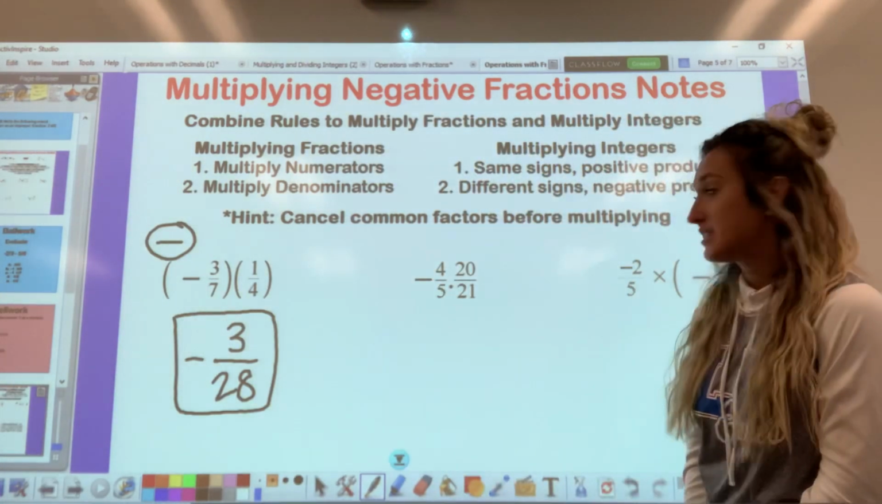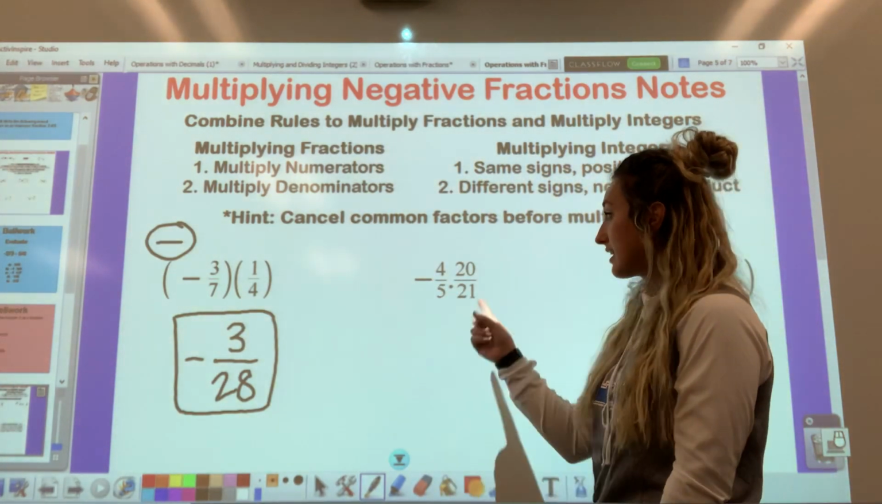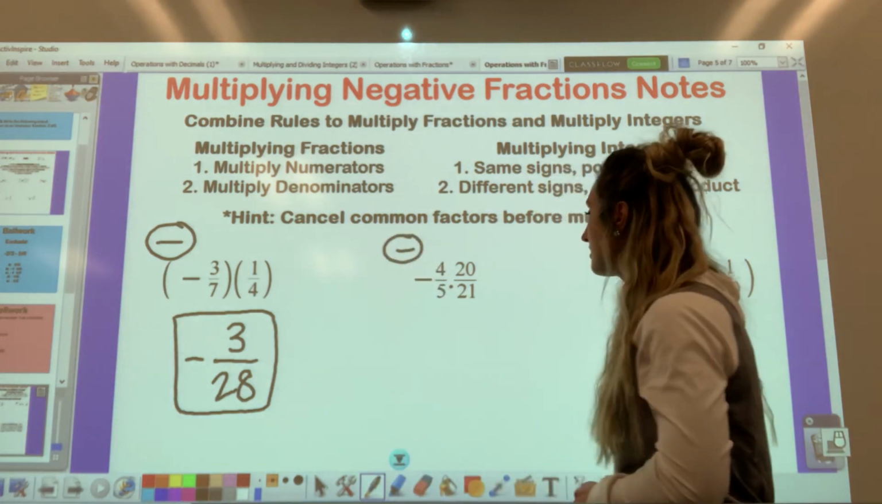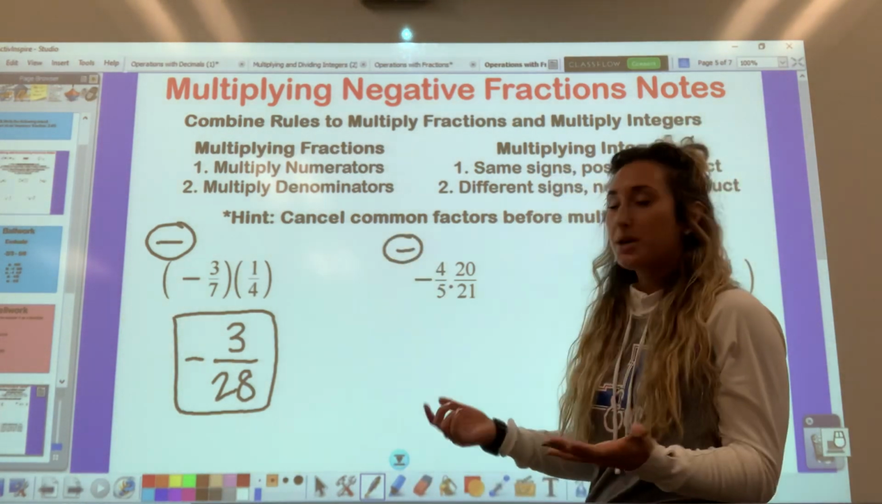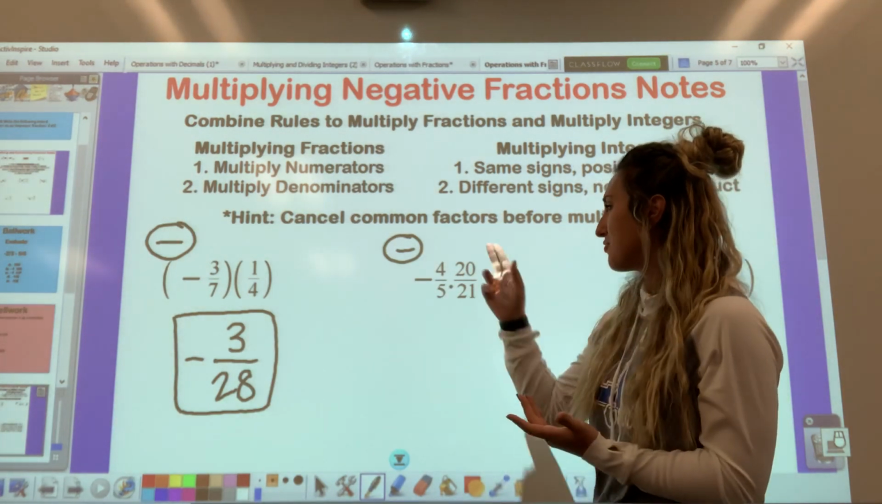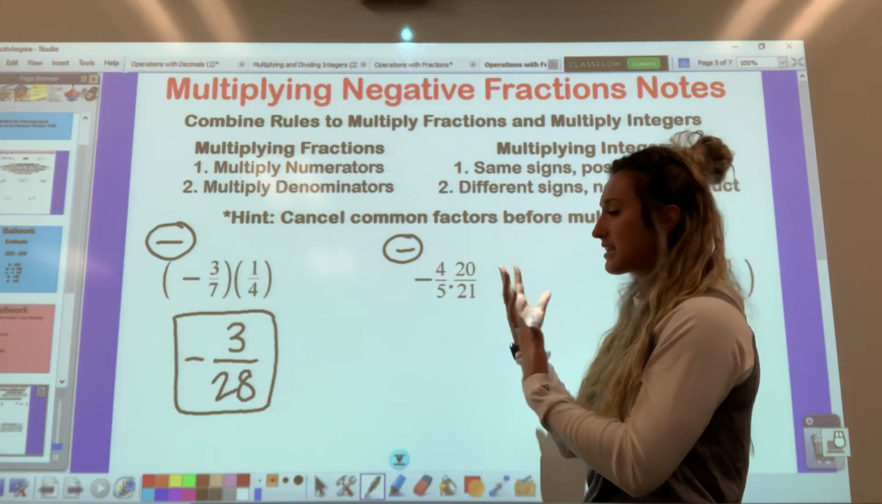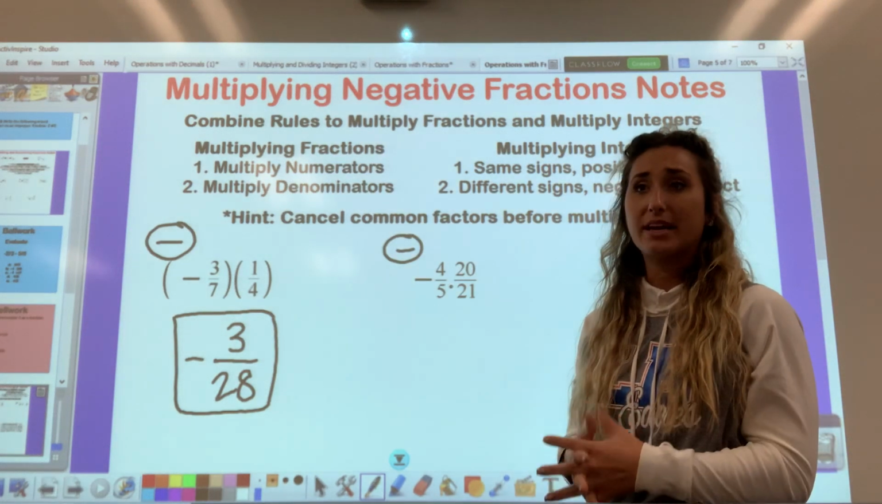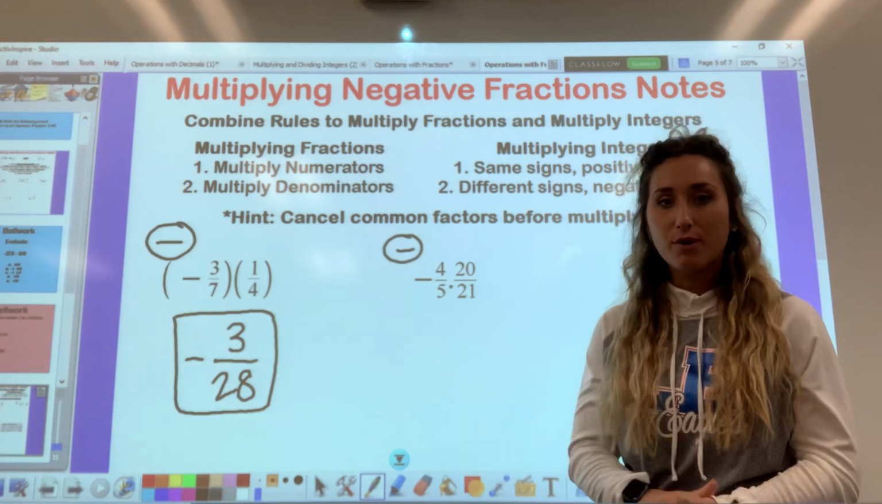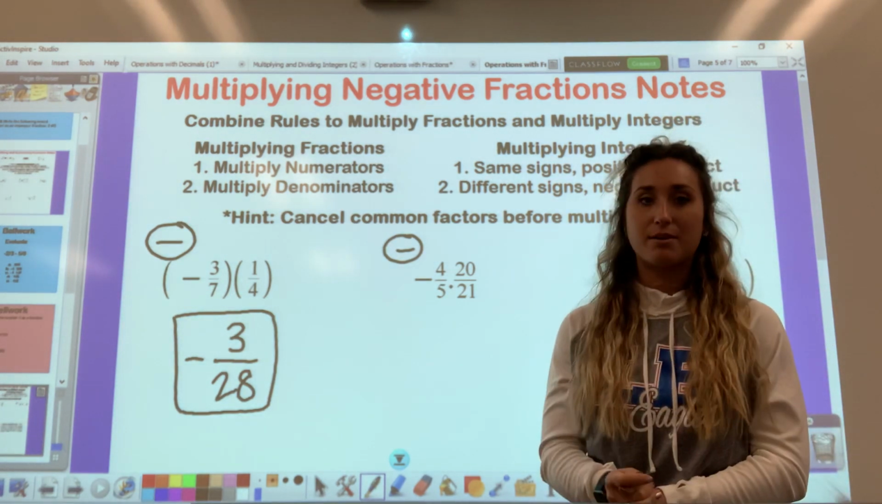All right, moving on to this next one. We do have another negative times a positive, making our answer negative. And really, you could multiply straight across the top and straight across the bottom, but then you have to do 4 times 20 and 5 times 21. You'll be working with really big numbers, and then you'll have to simplify at the end anyways. So to avoid that, we can divide out common factors.